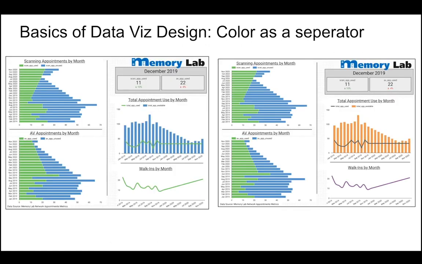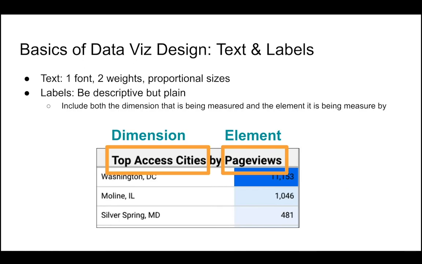Color can also be used to separate different concepts in a group of data visualizations called a dashboard. When seen all together, the colors on this dashboard to the right help signal to the user how to read the different data. Let's look at the best practices for text and labeling your data visualizations.